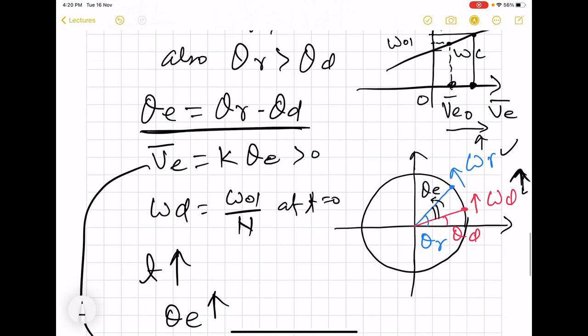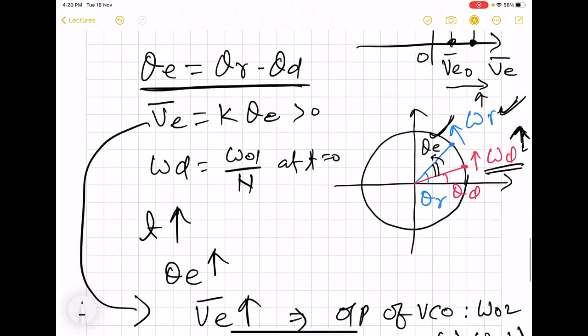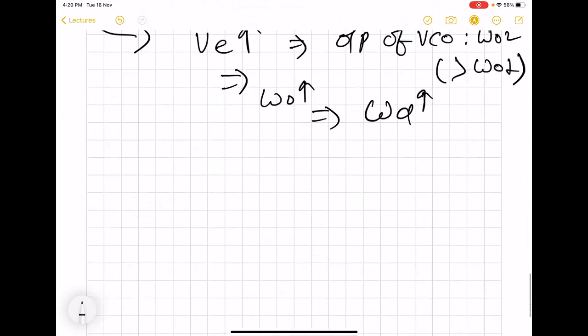So here we see that as long as the frequency of omega r is more than omega d, this phase error is definitely going to increase with time. So that means the VCO will continue to get more voltage, and hence omega d will continue to increase. So this way you can see that ultimately omega d will be able to catch up with omega r. And finally, omega d becomes equal to omega r.